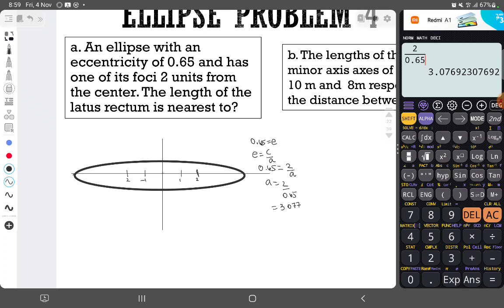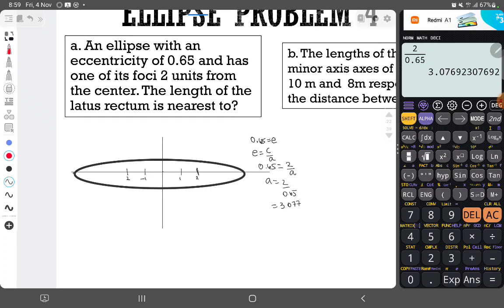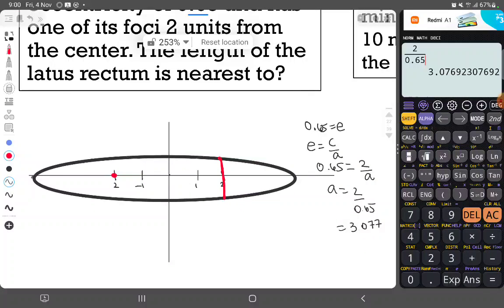Now, what is our latus rectum? Our latus rectum is a chord that will pass through our focus. So therefore, this is our latus rectum. Now, how will we solve this? Take note that there are 2 points in our latus rectum. And of course, let's have my foci too. Okay, so my foci is at, let's say, negative 2, 0, and my other foci is at positive 2, 0.